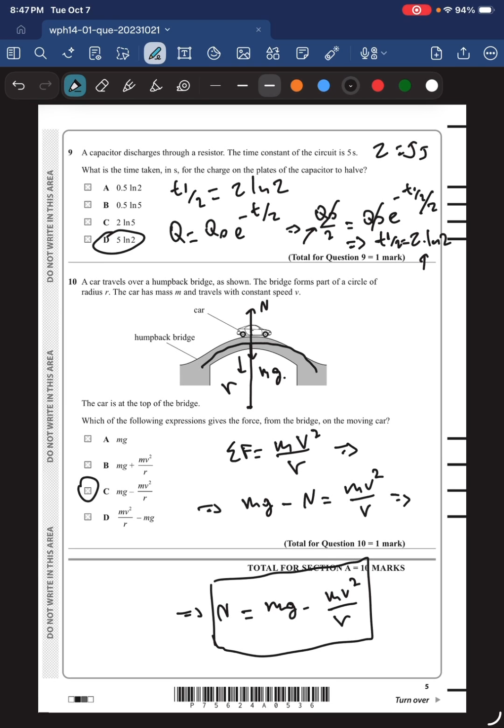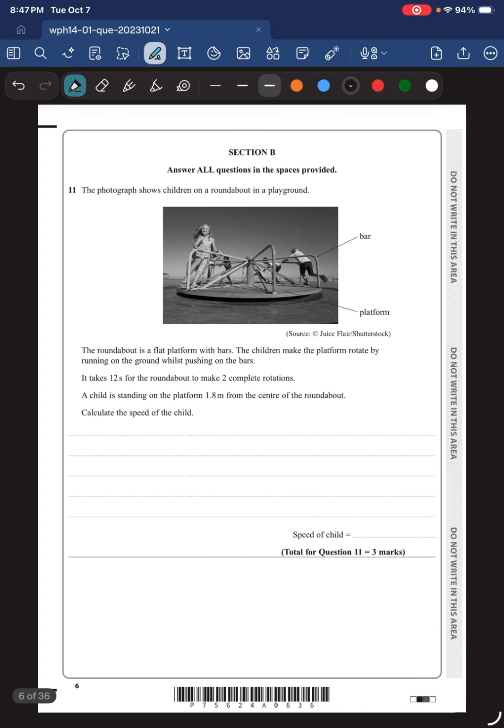Okay, moving on. The photograph shows children. We're into section B. I'm sorry, I forgot to mention that. And let's work on problem 11.